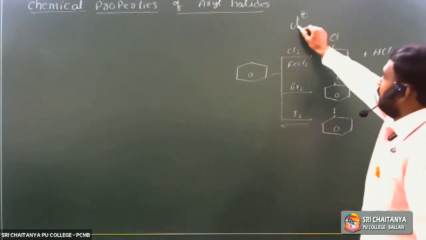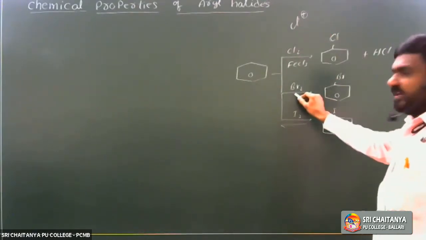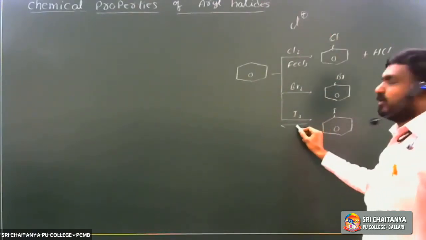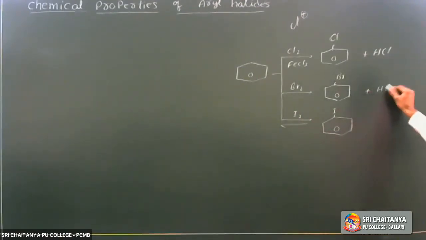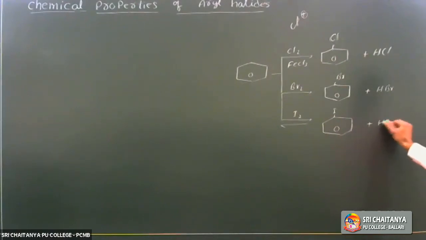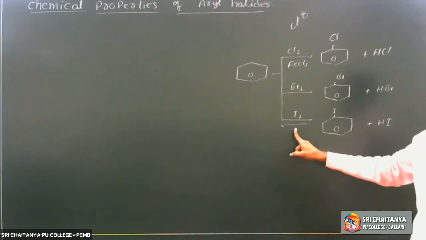So here the electrophile is Cl plus, the chlorinium ion. Here the electrophile is Br plus, here I plus. Here the byproduct is HBr, here HI. HI is unstable, so it is a reversible reaction.